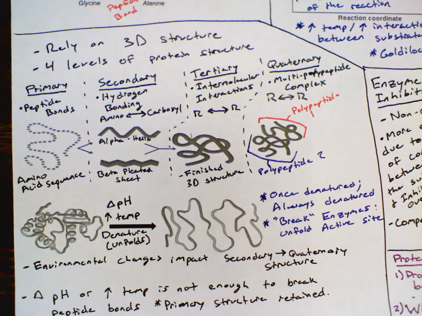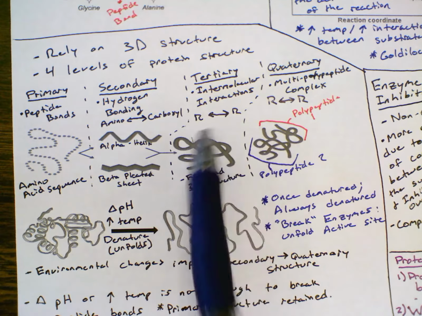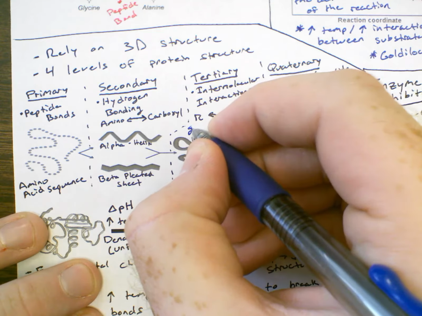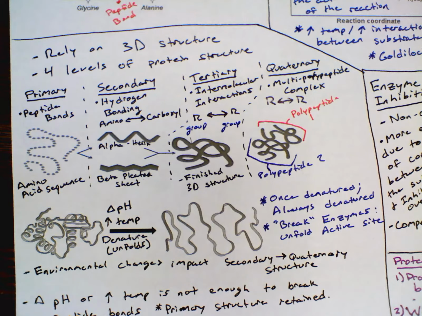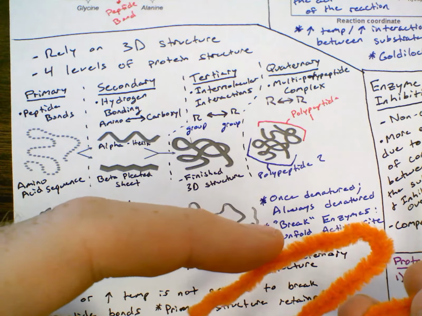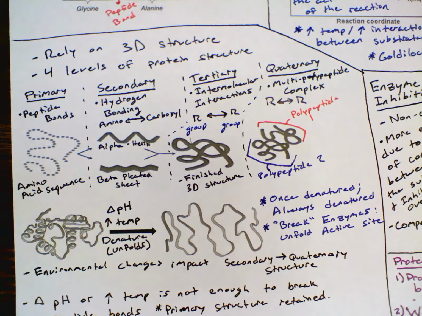Intermolecular interactions between R groups. So R to R, that stands for R groups. So R group to R group interactions. What this would look like is if we had an R group here that could interact with an R group here, then they would fold towards each other, for instance. And since we have 20 different types of amino acids, that means we have 20 different types of R groups, and they're all going to be able to interact in different ways. And that's going to provide this really intricate three-dimensional structure that we end up seeing between these things.